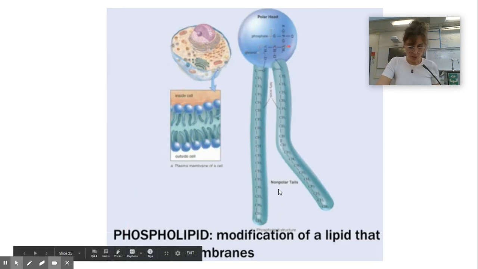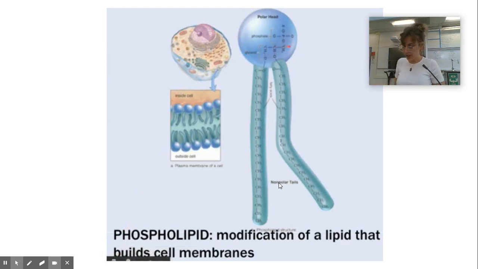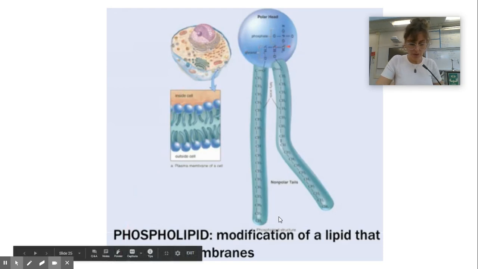Let's go to your phospholipids in your notes. It says the third fatty acid chain, hydrophobic, is replaced with a charged phosphate group, hydrophilic, and it is the main component of cell membranes. Let's get that into your notes.